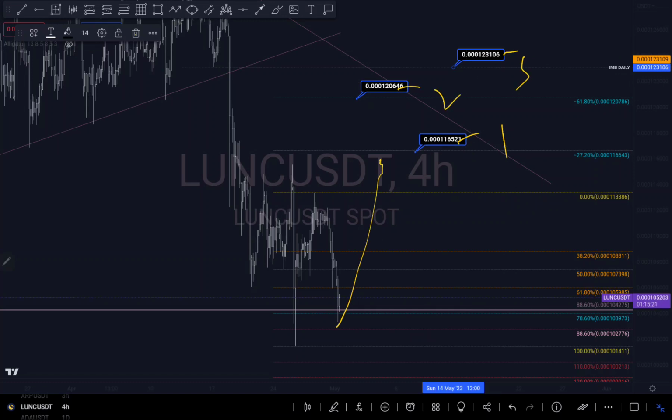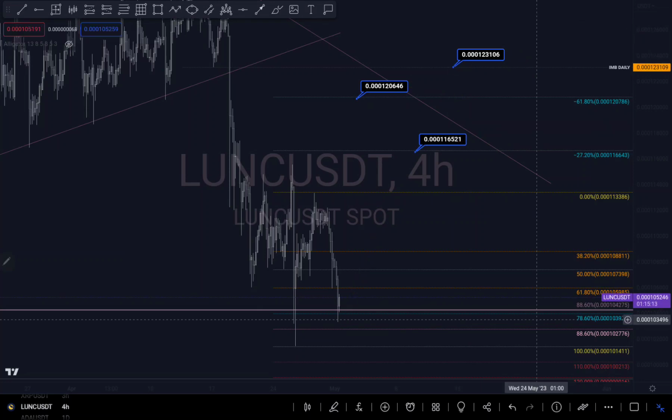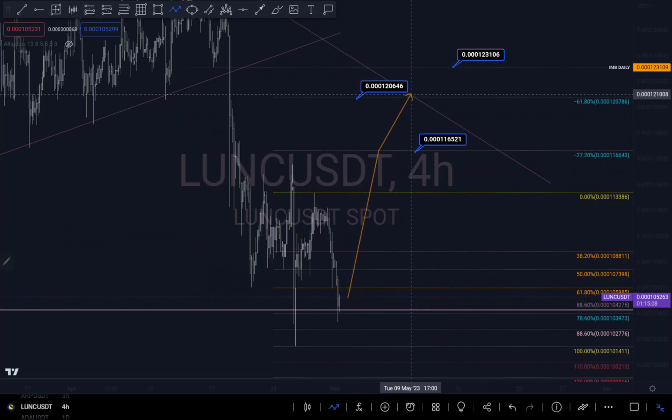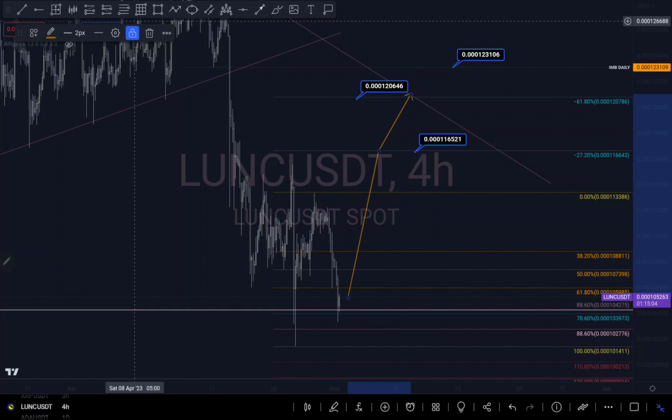So let me just draw a line here to just see first target and second target, and let's see how that reacts as of right now. So that's just my analysis on LUNA Classic, guys.